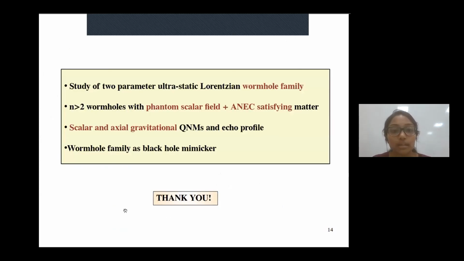So this is where we conclude that we have done a detailed analysis of the 2-parameter ultrastatic Lorentzian wormhole family, where we have seen that the n greater than 2 wormholes are supported by a phantom scalar field and some additional ANEC satisfying matter, which leads to the long-necked nature of these wormhole geometries. We have proven the stability of these geometries under scalar and axial perturbations and have observed the quasi-normal modes and echo profile. Finally, we have seen the wormhole family as a black hole mimicker candidate, which has been explored at the end. So now I will stop here. Thank you.